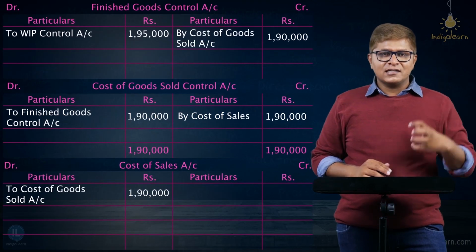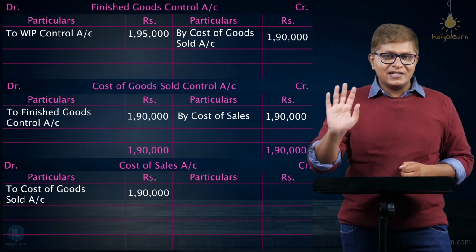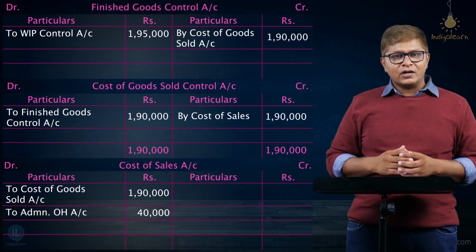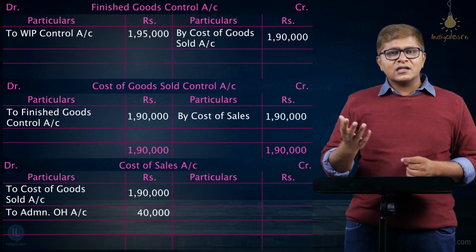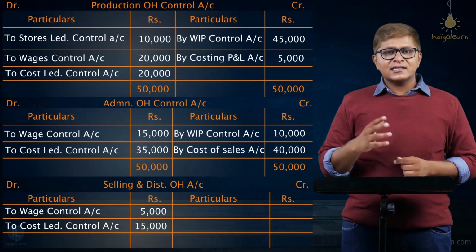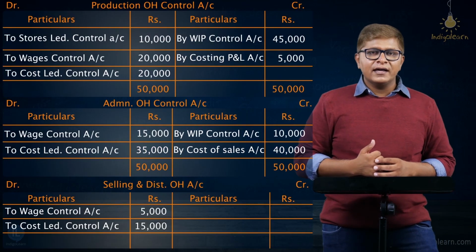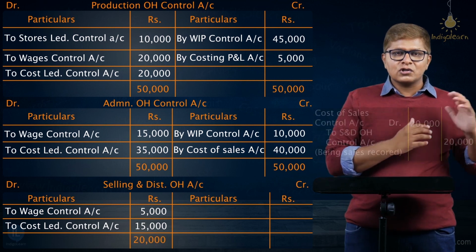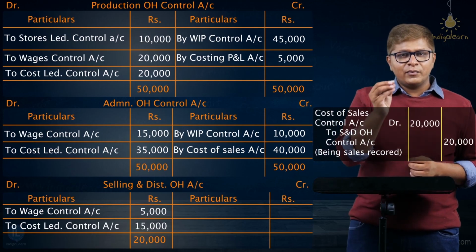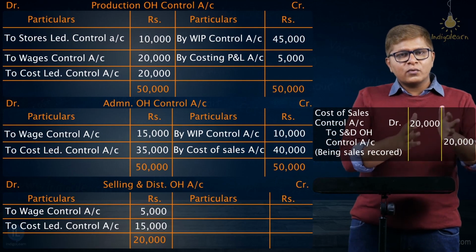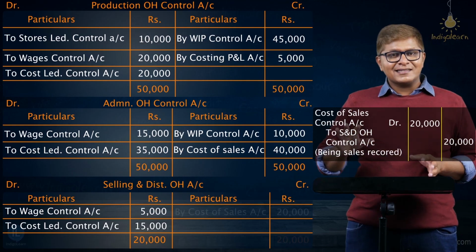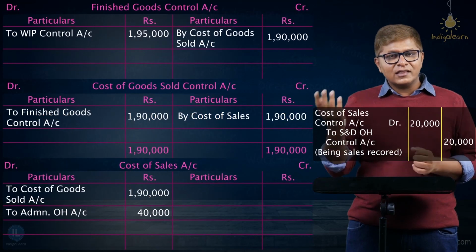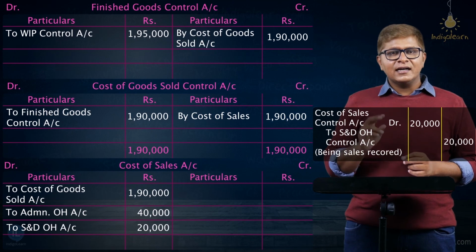Let's go to the cost of sales account. In the cost of sales account, on the debit side, we are going to have this as to admin and office overhead control account rupees 40,000. Also, let's transfer the selling and distribution expenses. Going to the selling and distribution overhead control account, we have on the debit side rupees 20,000. Let's transfer this to the cost of sales. So cost of sales account debit 20,000 to selling and distribution overheads control account rupees 20,000. The selling and distribution overheads account gets closed and nullified, and in the cost of sales we will write on the debit side to selling and distribution overheads 20,000.